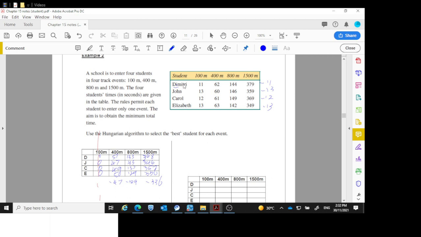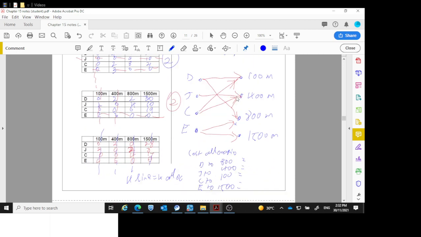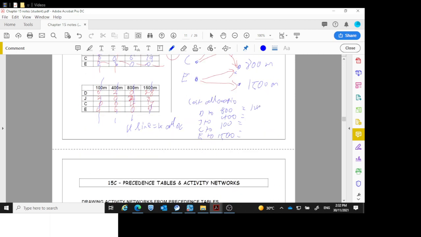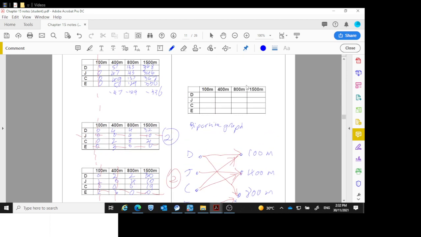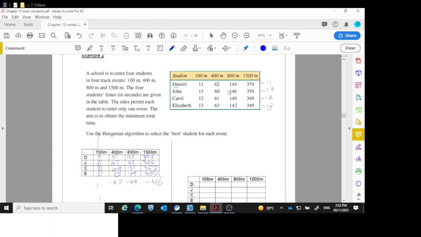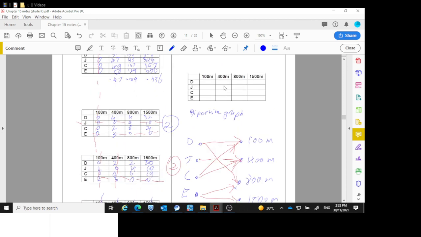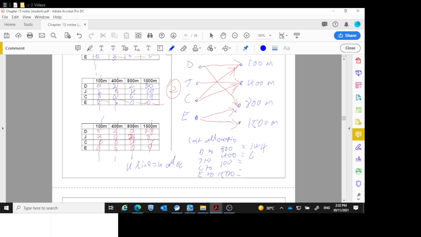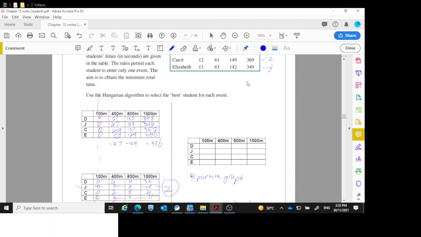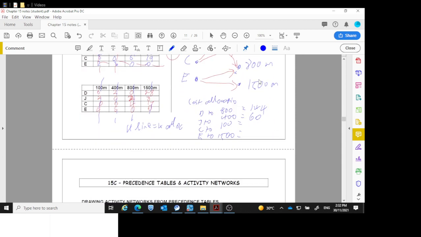Now we work out our cost from the original graph. D to 800 is 144. J to 400 is 60. C to 100 is 12 and 349. I add all those up and I get 565, and I think it was in seconds. I'm going to write it up here, 565.